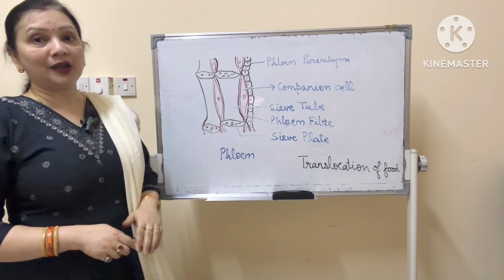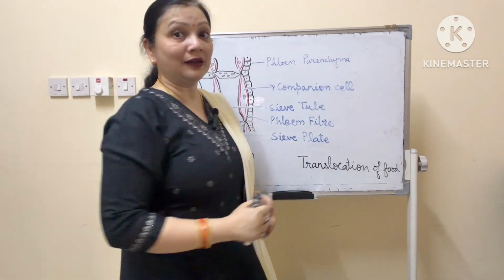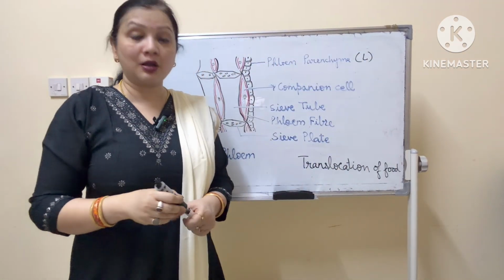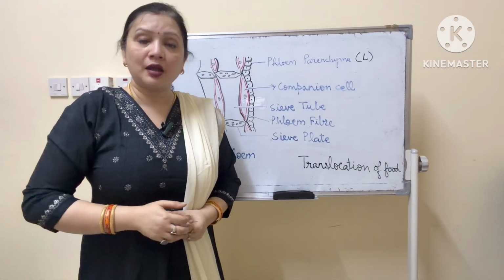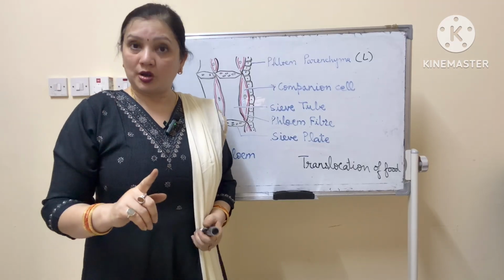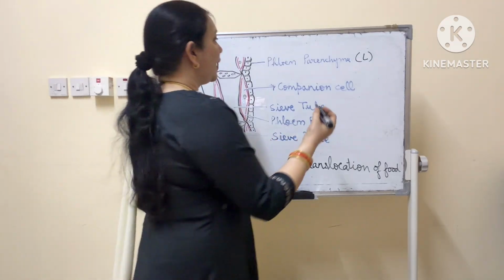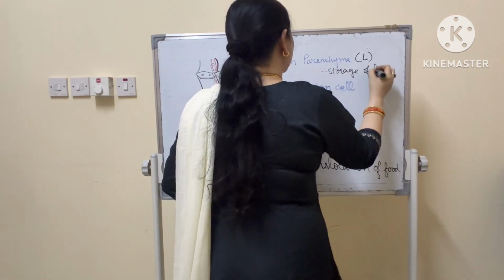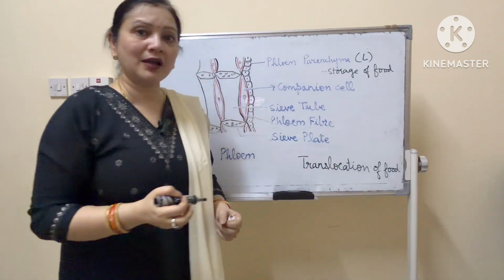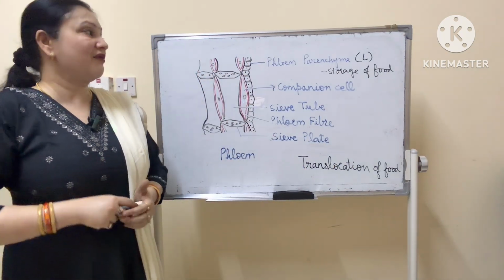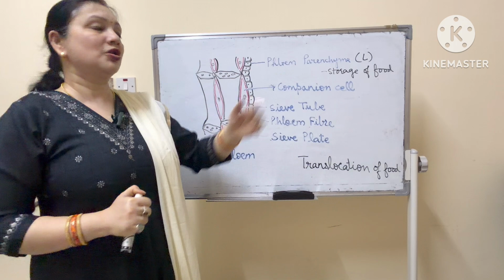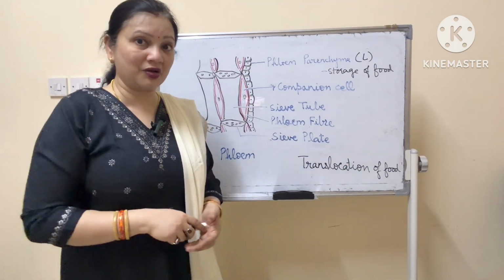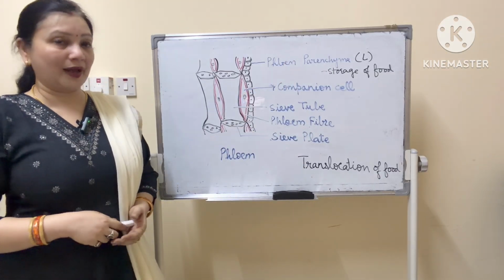So the first component in phloem is phloem parenchyma. Parenchyma means living. Just like xylem parenchyma was living, phloem parenchyma is also living. Xylem parenchyma was used for synthesis and storage of food. Here also the function is storage and synthesis of food. If phloem is transporting food, it also needs energy, no? So phloem parenchyma will provide that energy.